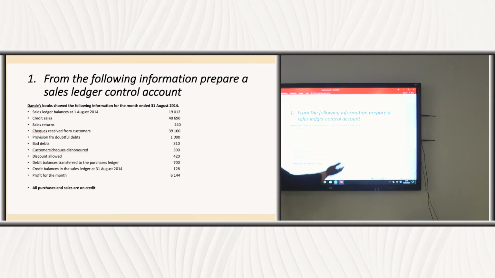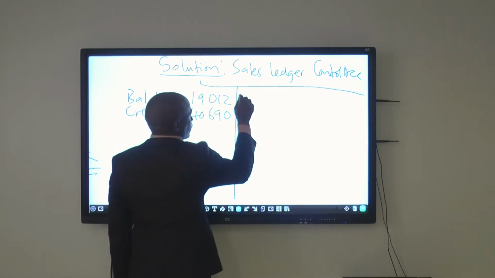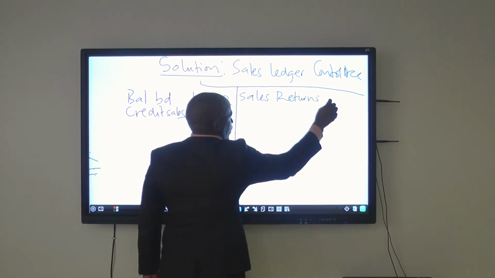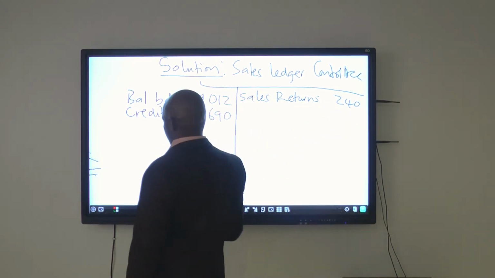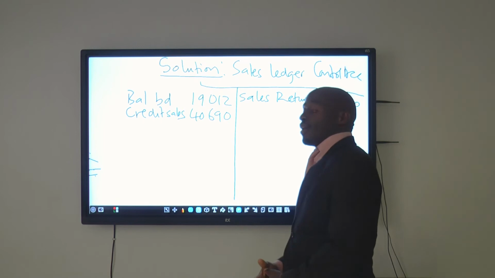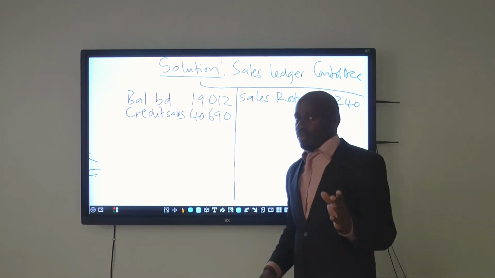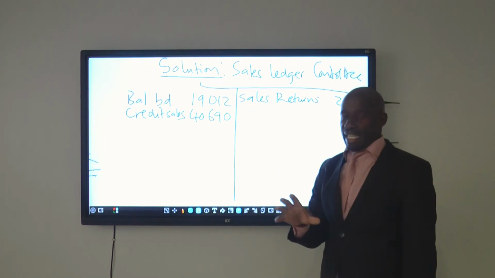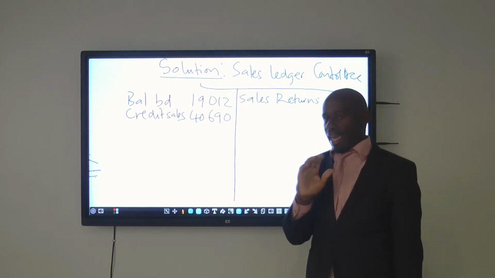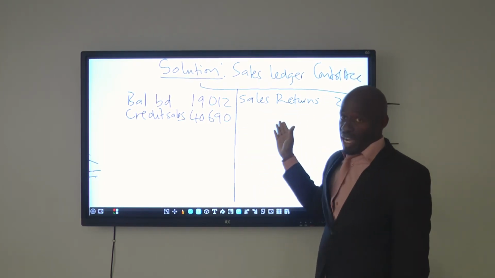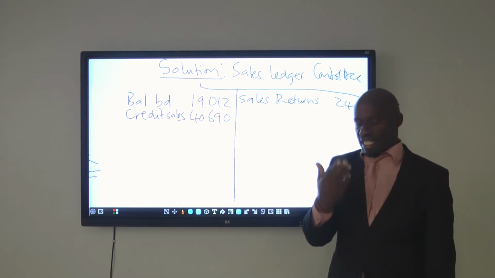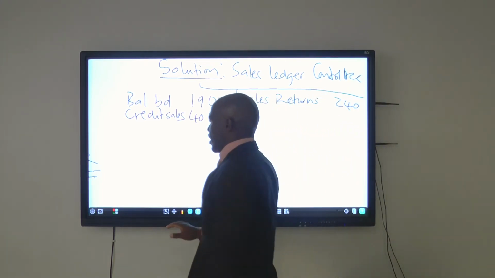We have sales returns to the amount of $240. Right. Now, why are we having sales returns on the credit side and credit sales on the debit side? The reason is very simple. The reason is sales returns reduce what our customer owes us. Hence, by crediting the control account, we are by and large reducing the amount of debtors figure in our books.